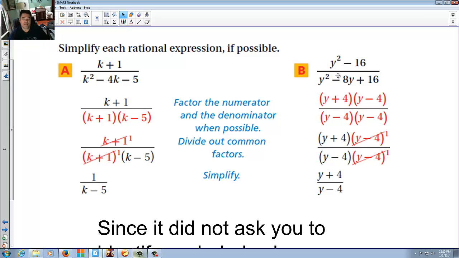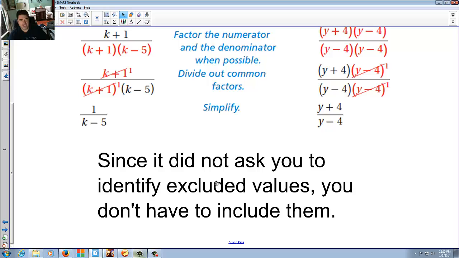Y squared minus 16 over y squared minus 8y plus 16. Well, y squared minus 16 is y plus 4, y minus 4. And y squared minus 8y plus 16 will be y minus 4 and y minus 4, excuse me. Y minus 4 is crossed out, leaving y plus 4 over y minus 4. Again, they did not ask for excluded values, so you don't have to include them.